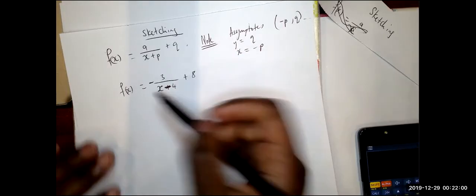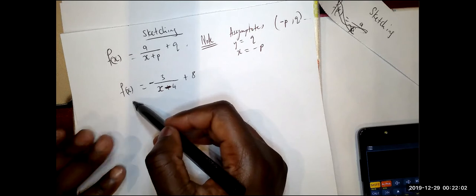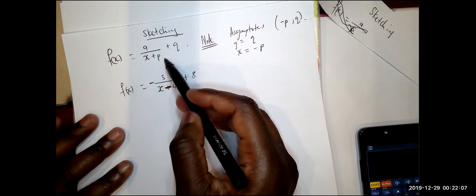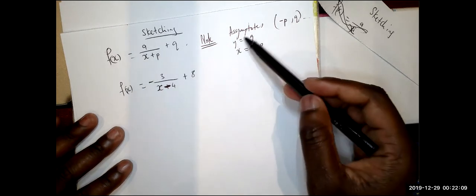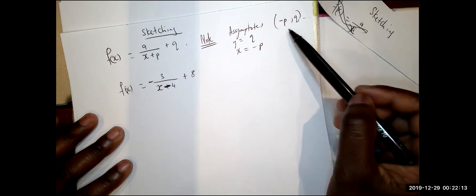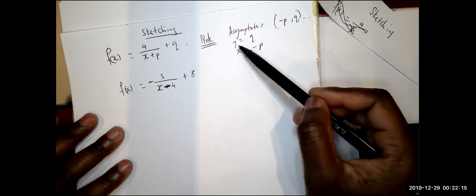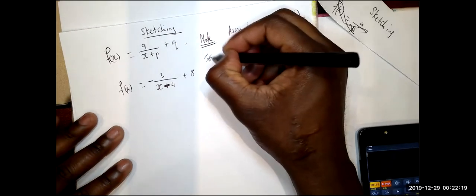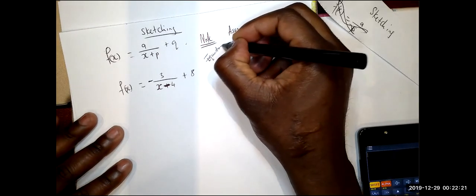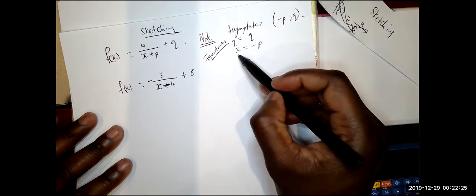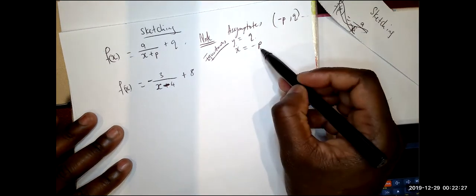Okay, so we have another example there. f of x is equal to a over x plus p, plus q. We said for the asymptotes, the coordinates of the point of intersection are negative p and q, and the equations for the asymptotes are y equals q and x equals negative p. So always remember that.